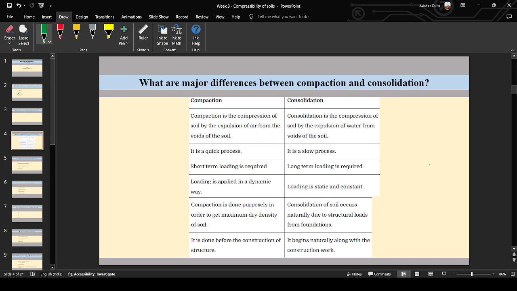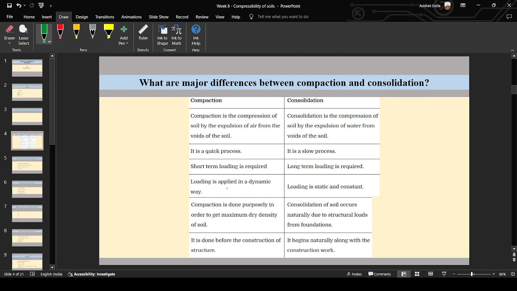Whereas consolidation is a long-term loading. It might be days after days, years after years that pass while the consolidation process is occurring. It is long-term loading because the expulsion of water from the voids is a very complicated process and it takes time.